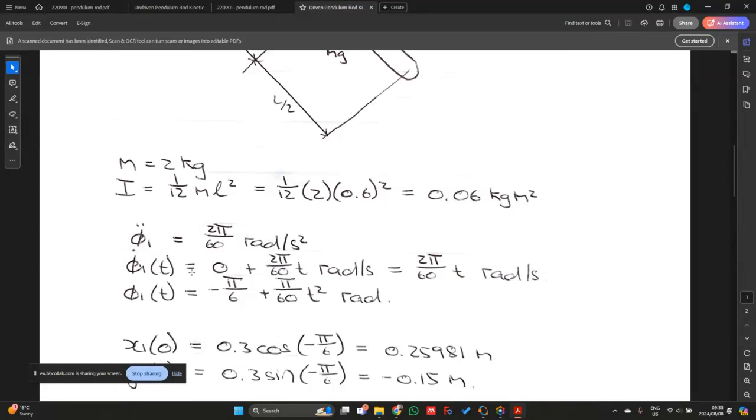So that will then be phi dot 1 of t, and that is equal to 0 plus 2 pi over 60 t. This 0 is simply because I start from rest for my pendulum rod. So I end up with 2 pi over 60 t over here. You can also denote it as pi over 30 t, that's fine. And if I integrate this one more time, then I'm going to get phi 1 of t, which is then the rotation angle, equal to minus pi over 6 plus pi over 60 t squared radians. And this value over here is the initial angle that I have, minus pi over 6.